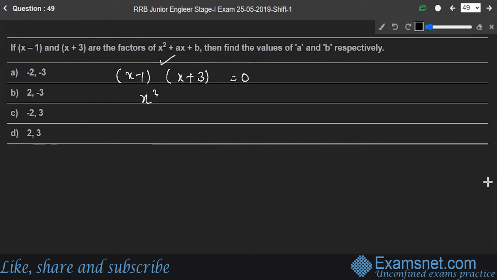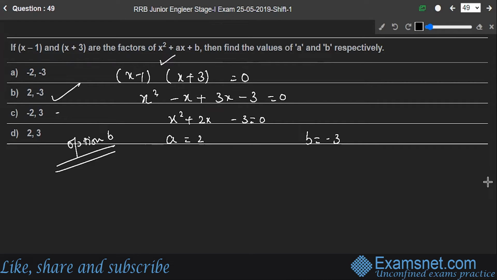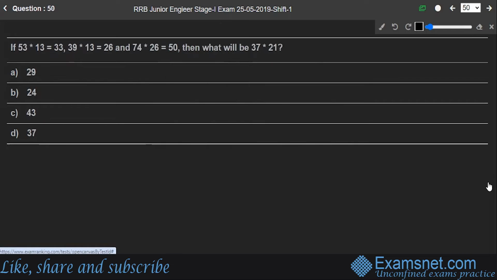You have x square minus x plus 3x minus 3 is equal to 0. X square plus 2x minus 3 is equal to 0. From here, you have A as 2 and B as minus 3. Simple as that. We have this. Option B is the right answer to the question. Hope you understood. Next is 50th question.